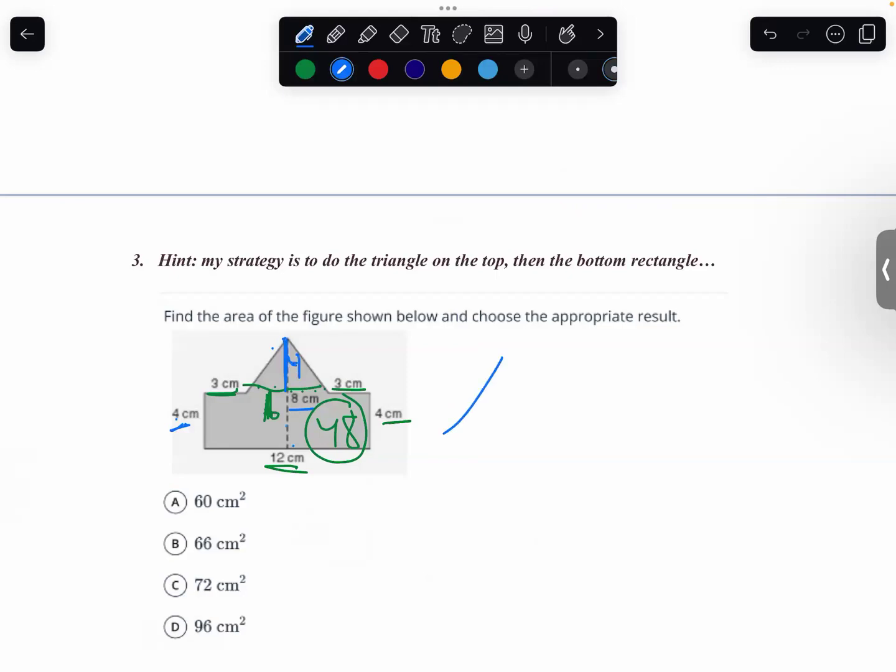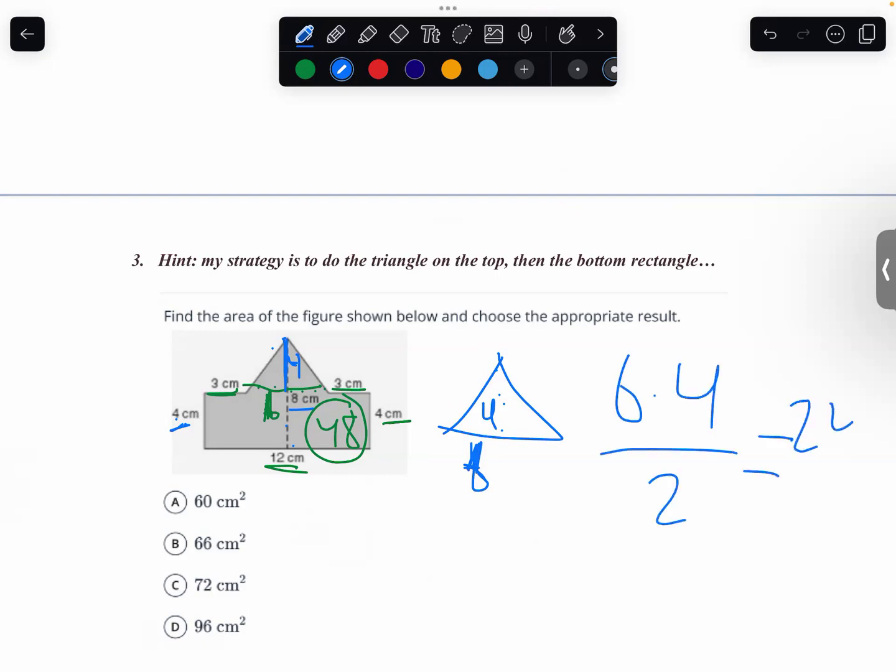Okay, so therefore that triangle on the top is like this. So 6 times 4, which is 24, then divided by 2 is 12. So 6 times 4 divided by 2. 6 times 4 is 24, divided by 2 is 12. Okay? So if this is 12 and that's 48, that means our answer is 60 square centimeters.